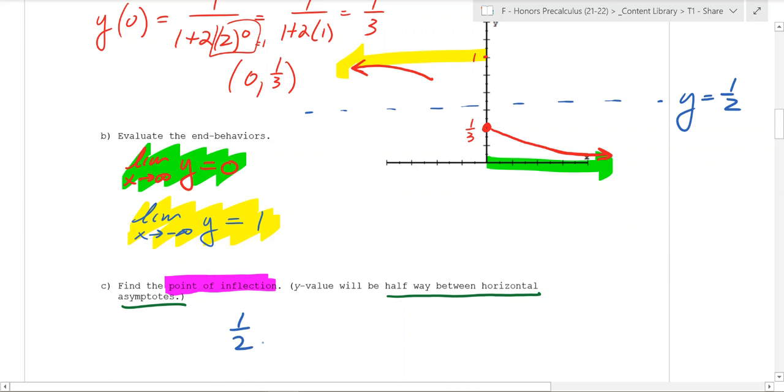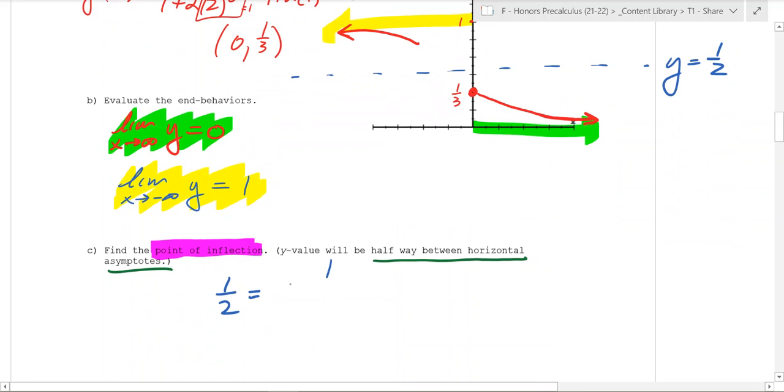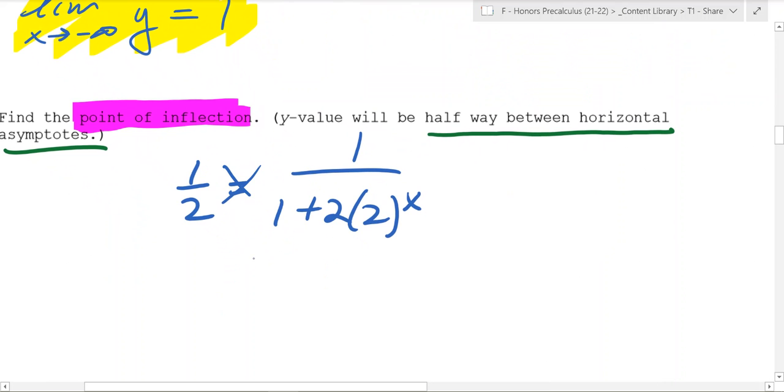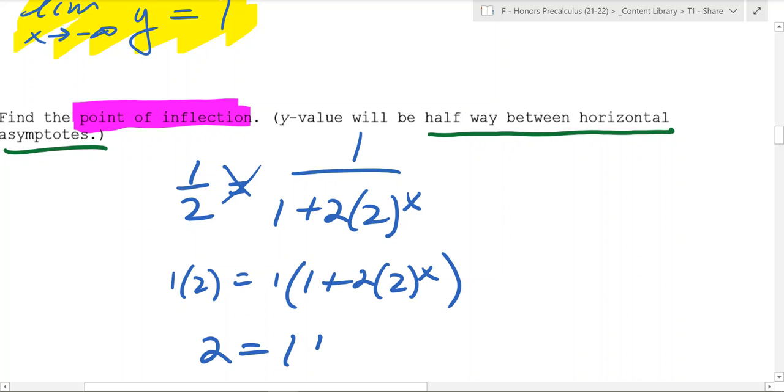So we just need to solve this. 1/2 equals the function 1 over 1 plus 2 times 2 to the x. You solve this by cross multiplying. So 1 times 2 equals 1 times 1 plus 2 times 2 to the x. So that's 2 is equal to 1 plus 2 times 2 to the x.